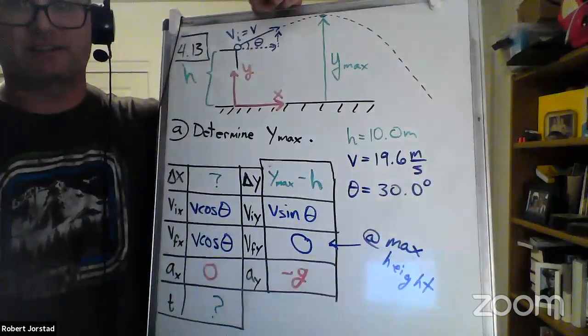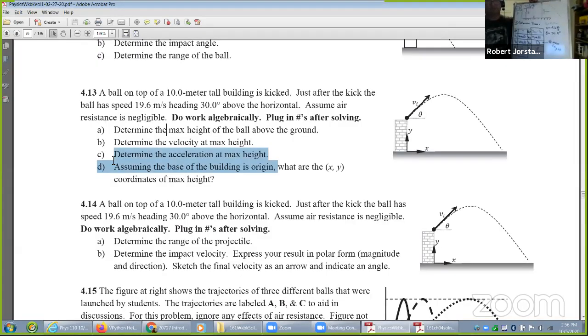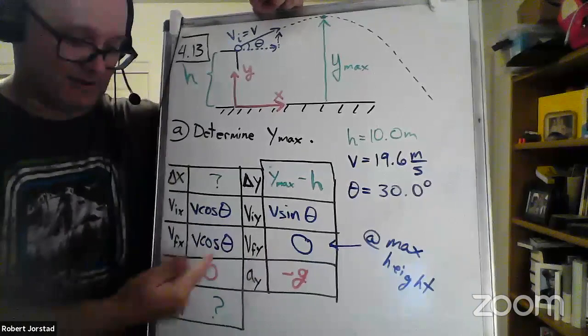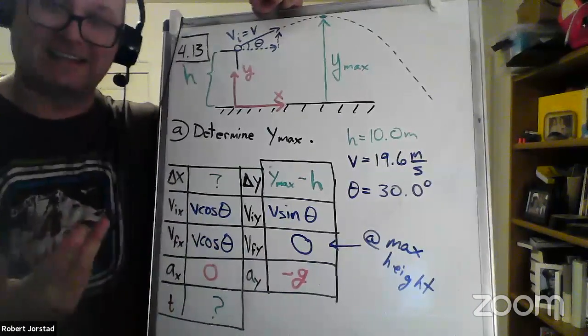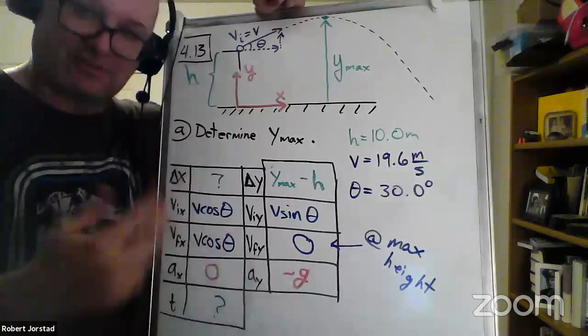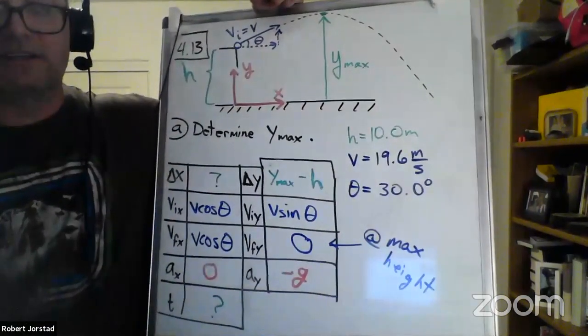All right, good. What's the acceleration at max height? That's the next question, isn't it? So it would be negative g j. Yep, negative g in the j hat, 0 in the i hat. Don't overthink it. Gravity doesn't turn off when you hit max height. There's still gravitational acceleration. All right, cool. And then let's see what that last bit is.